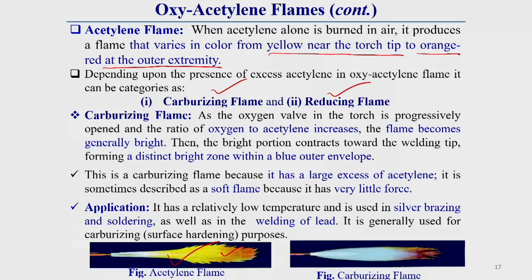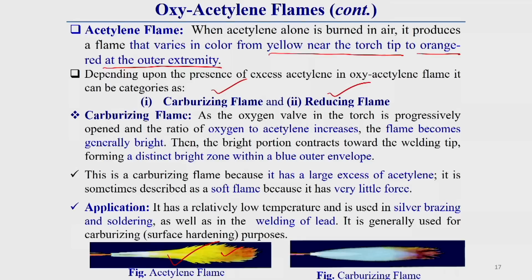Here one thing you keep in mind: the carburizing flame has the capability for a carburizing operation. That means carburizing is a hardening operation. The proportion of acetylene is higher than in the reducing flame, but for both flames the proportion of acetylene is more than the oxygen. However, the proportion of acetylene gas is more in the carburizing flame than in the reducing flame. The reducing flame is also an acetylene type of flame, with more acetylene. Now I will discuss these one by one: the carburizing flame, and then the reducing flame.